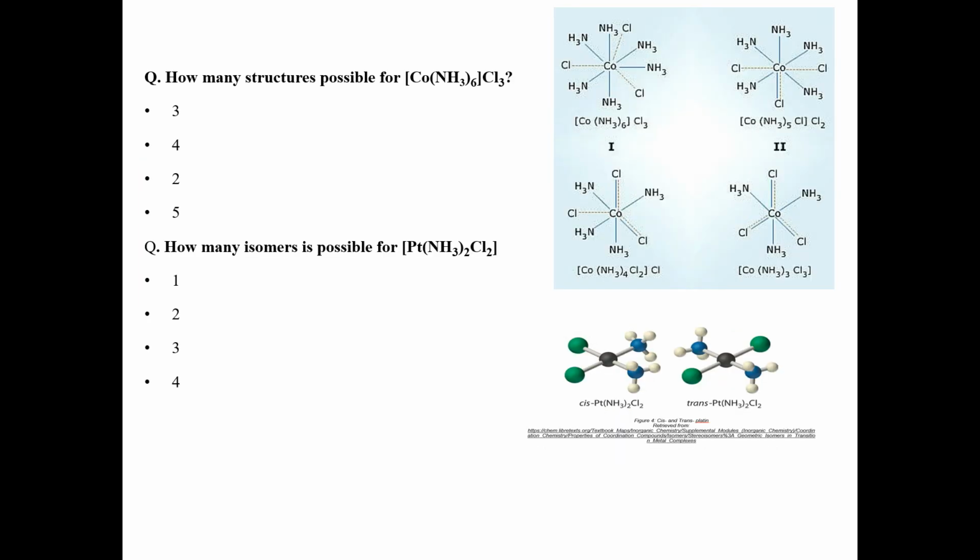The second is how many structures are possible for this. As I have already indicated in the solution structures, it can exist in four types of structure. This platin molecule can exist in cis or trans form. In this case you can see the chlorides are cis and here the chlorides are trans, or you can talk about it with respect to these ammonia molecules. So two isomers will be the right answer for this one.